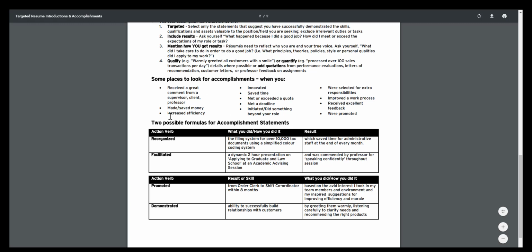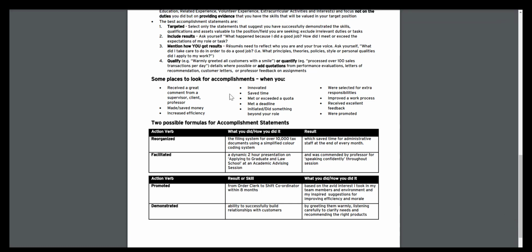So you made or saved money, you increased efficiency, that's a big one. You saved time, you met or exceeded a quota, maybe you met a deadline, or you received excellent feedback. You improved a process, you received a great comment, but also from who? Was it a client, a supervisor? So I hope that gives you some ideas.